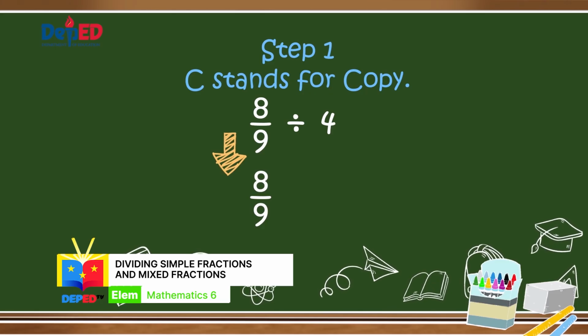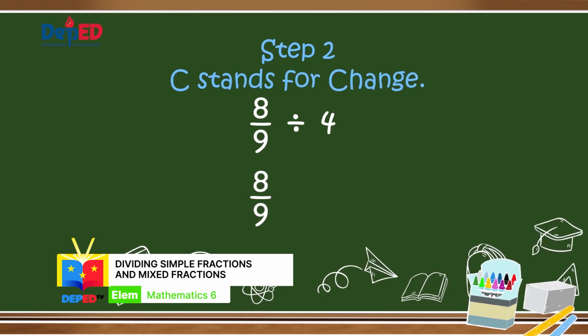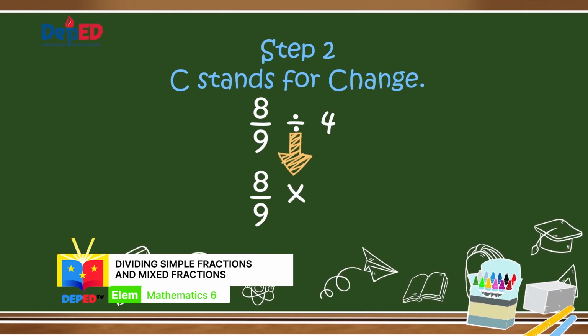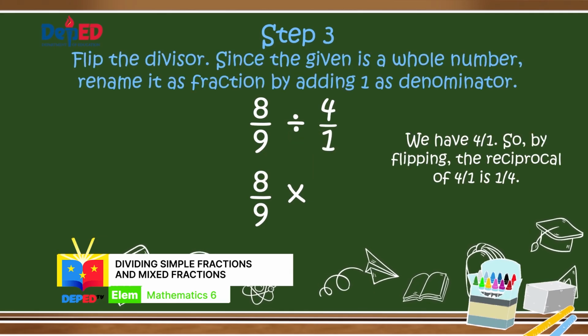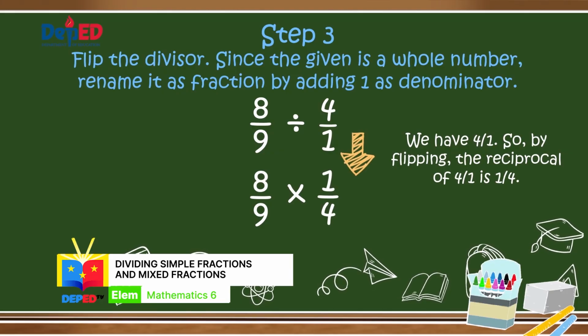Step 2. Change the operation to multiplication. Step 3. Flip the divisor. Since the given is a whole number, rename it as a fraction by adding 1 as denominator. We have 4 over 1. So, by flipping, the reciprocal of 4 over 1 is 1/4.